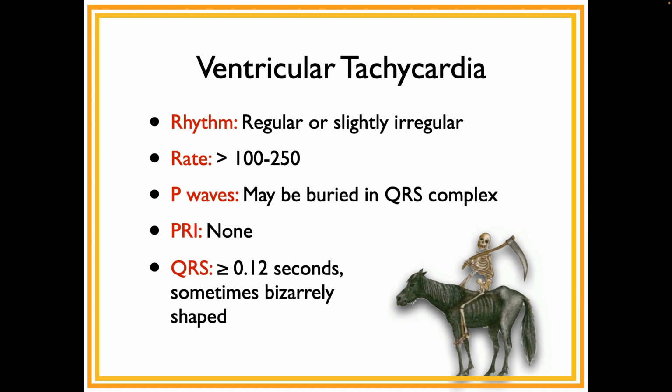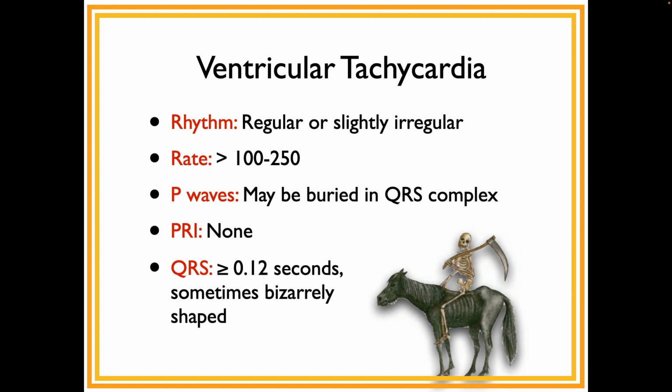Mostly quite regular. Sometimes there's some slight irregularities. It's over 100. If you're asked what the rate of VTAC is, over 100 is fine. You don't have to put the upper limit on it if you don't want. You may actually see some P waves in a minute. I'll show you what I'm talking about. But they have nothing to do with the QRS. Okay.